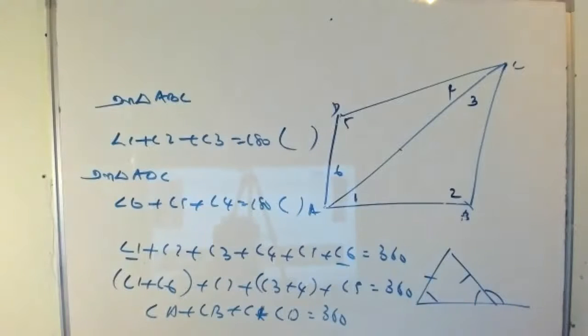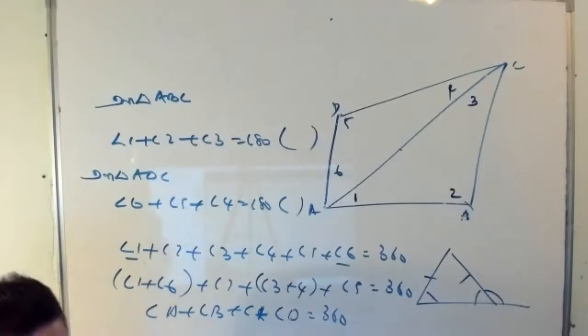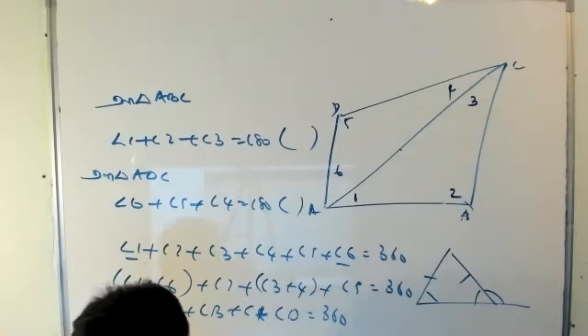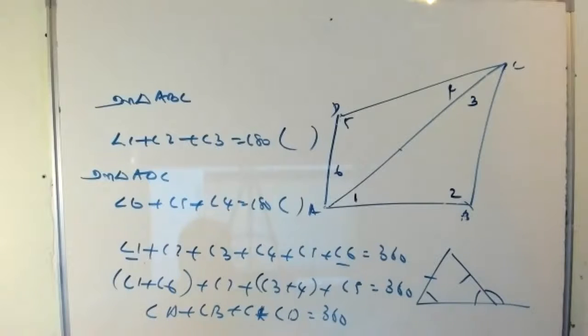Sir, can you repeat the question again? Who is this? Sir, Harish, sir. Okay. Three angles of a quadrilateral are 110, 50 and 40. I got it, sir. Okay. Find the fourth angle.